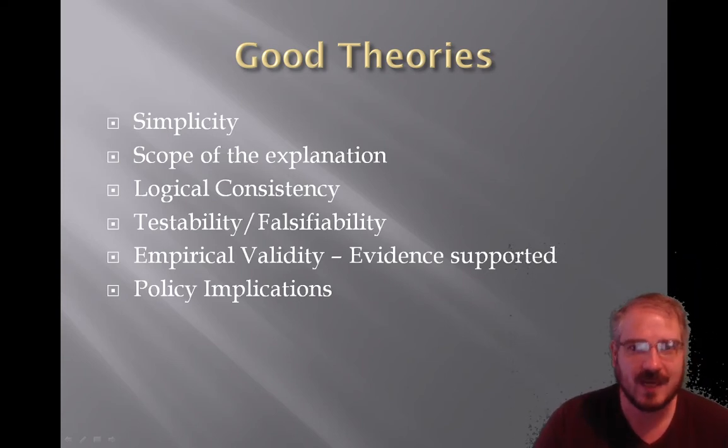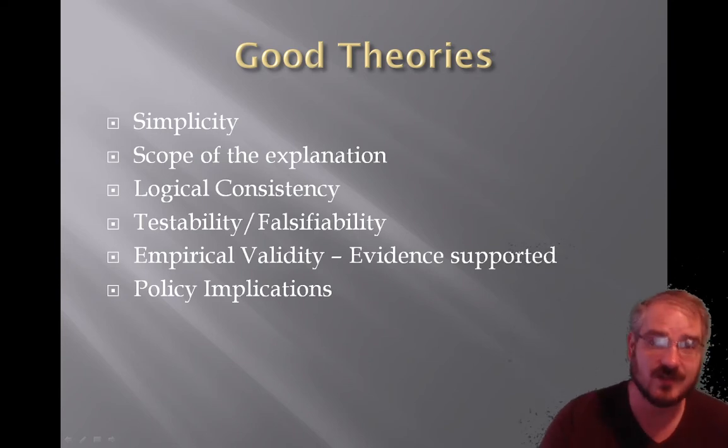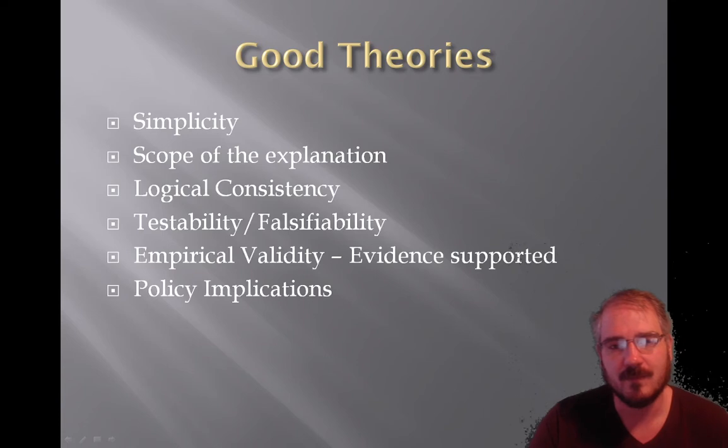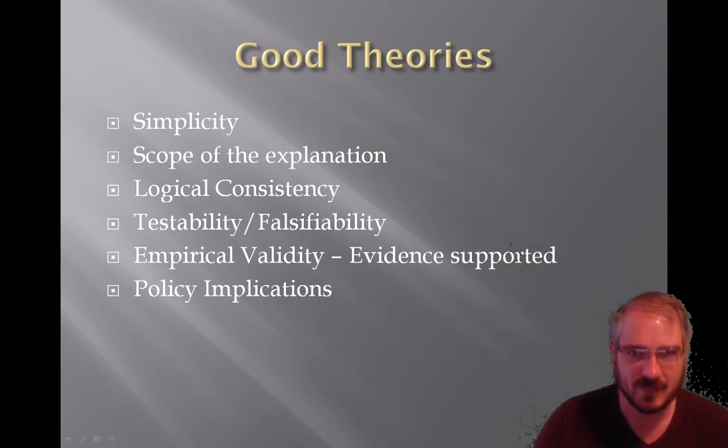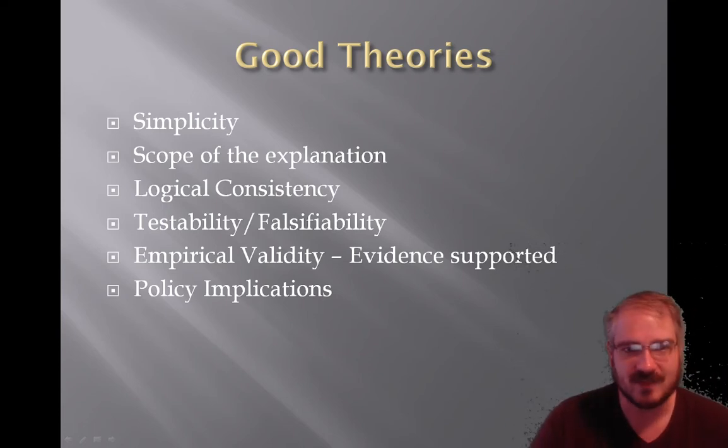Till finally somebody came along and said, hey, they're not revolving around the Earth. They're revolving around the sun, just like we are. And that was a much simpler theory that explained the motion of the planets in the sky as viewed from Earth, right? The second thing we have to talk about is scope of the explanation.